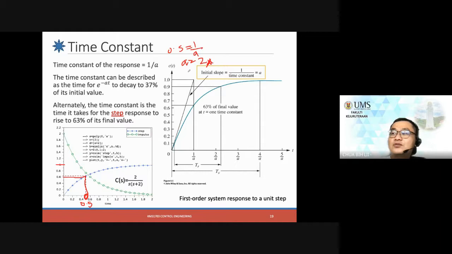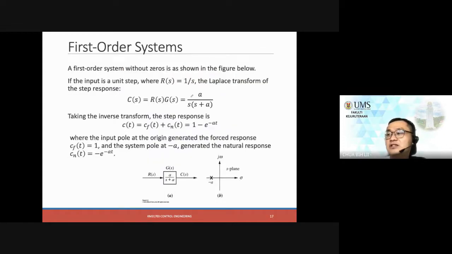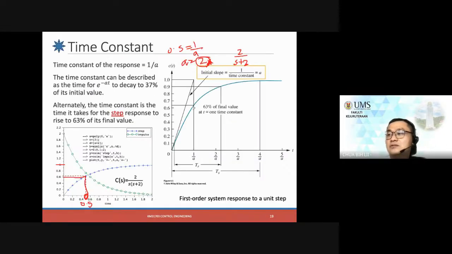So this proves that my original transfer function would be 2 divided by s plus 2, because you get 2. And this is the definition of the transfer function. This characteristic is important, especially when you are doing an experiment.